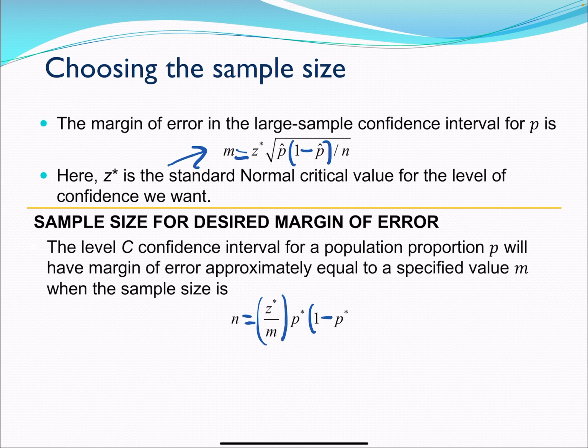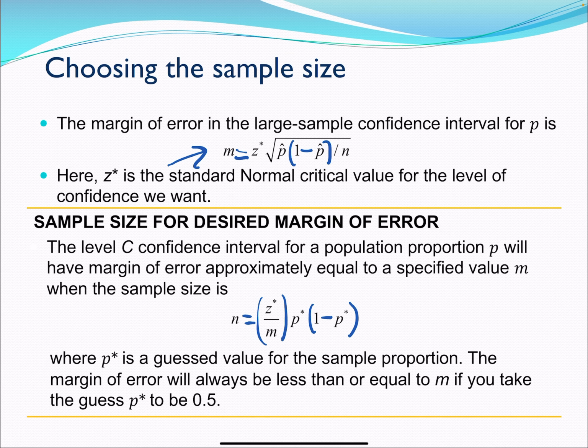where p star is a guessed value for our sample proportion. The margin of error will always be less than or equal to m if we take our p star to be 0.5, so like 50%, like guessing. You can do a better guess if you know it, like have a gut instinct or have some preliminary examples. But you can use this formula to pick your sample size.